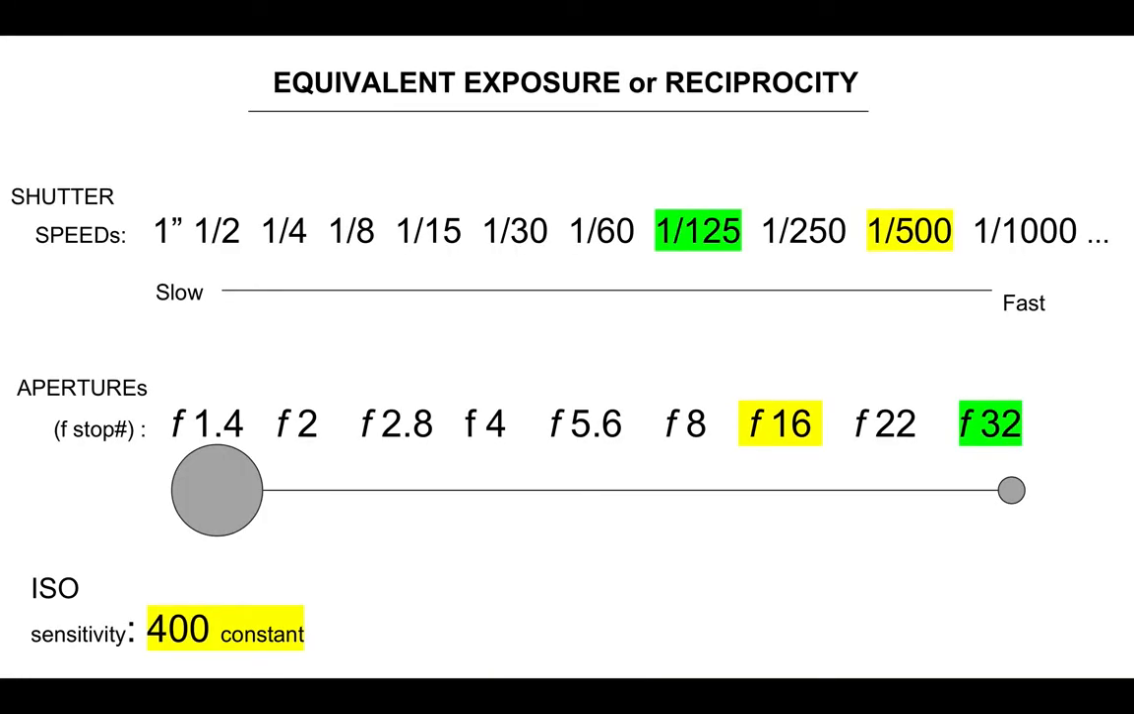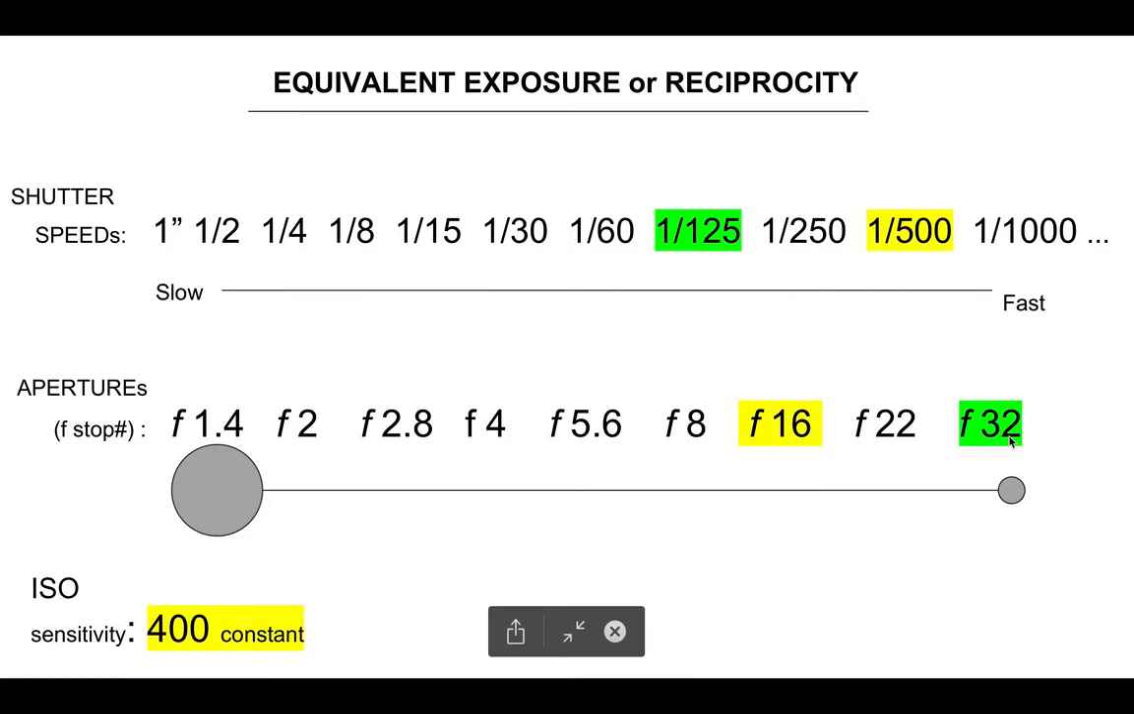Now, different combinations can yield the same result, right? We call this equivalent exposures. So if we have a situation where we have maybe a 400 ISO set, and maybe a 1/125th of a second shutter speed, and our light meter tells us that at those settings, f32 is a good exposure.